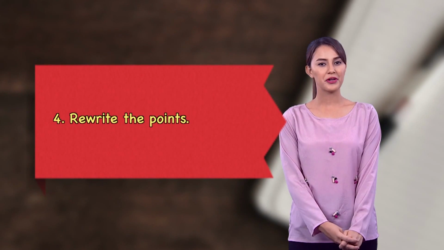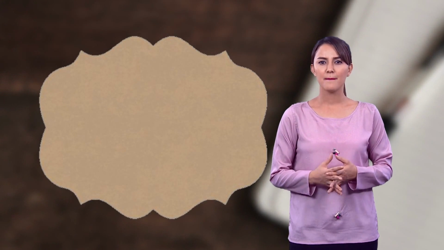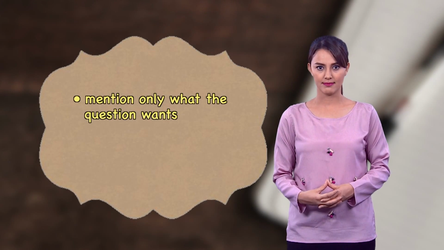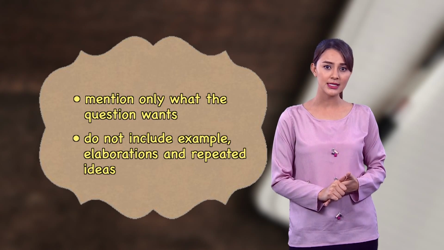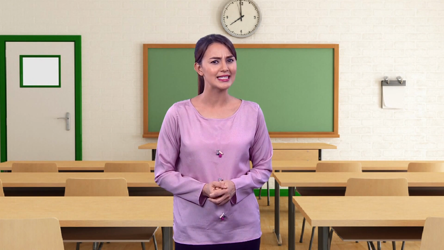4. Rewrite the points. You need to be selective and mention only what is necessary. Mention only what the question wants. Do not include the examples, elaborations, and repeated ideas. Begin your summary with the first 10 words given in the instruction. Remember, the words will be included in the word count. Since the total acceptable length is 130 words, that means you can only write up to 120 words.